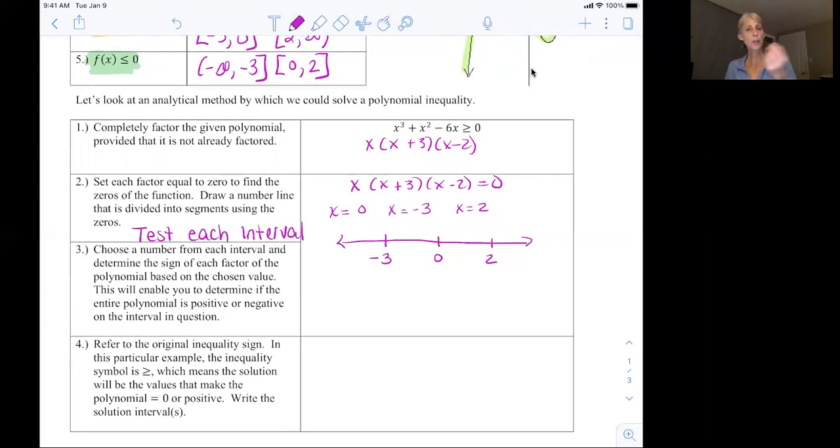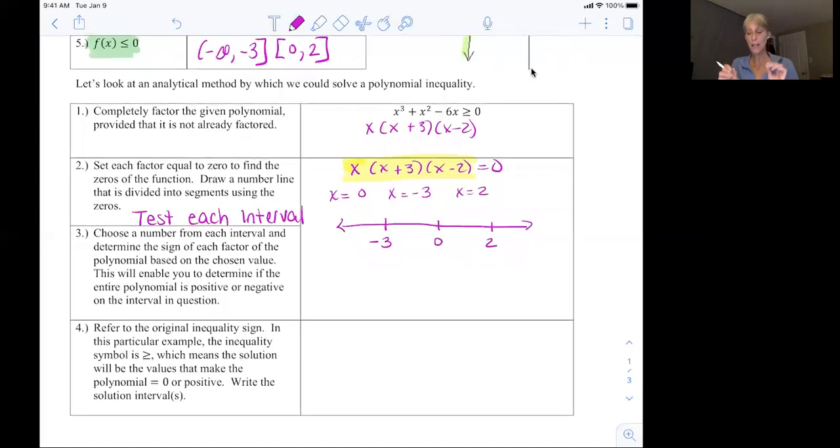So we're going to plug a number and test it. And when we test it, we definitely want to use our factored form. We want to start learning how to do this. So we're going to use our factored form and test our interval.